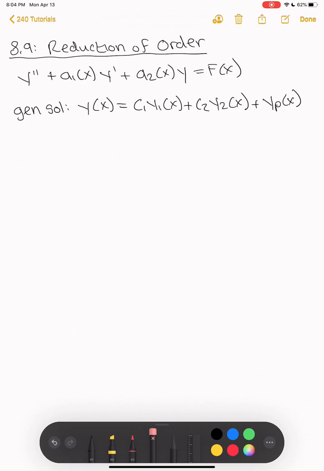Okay, so today we're going to talk about reduction of order. Hopefully this will be a little refreshing after doing mass and spring systems for a little bit. But this is just another tactic of solving second order differential equations. So we have in front of us the normal setup.